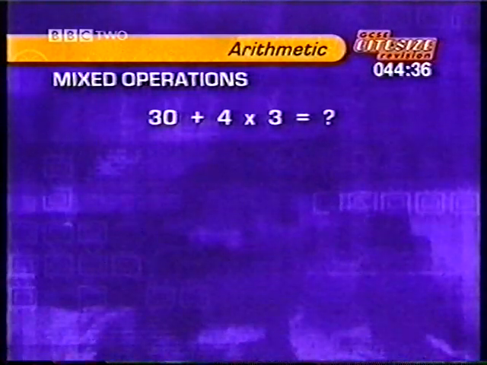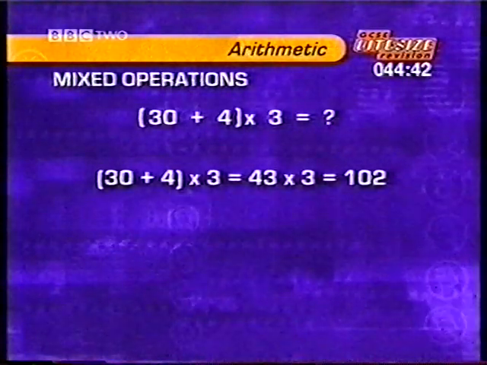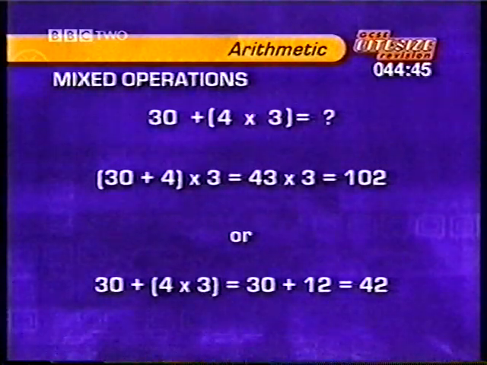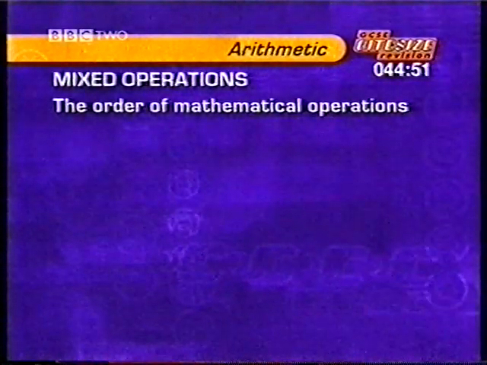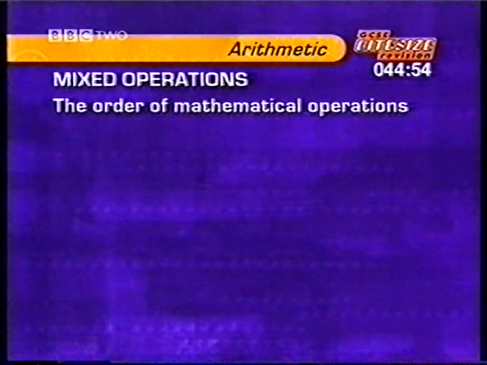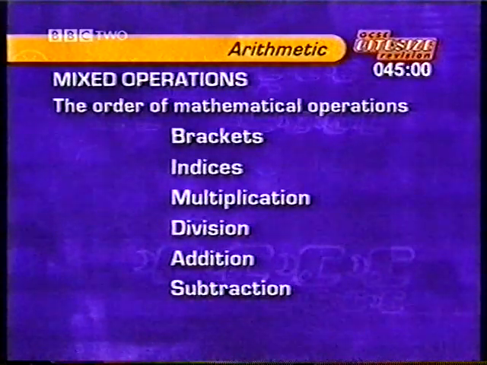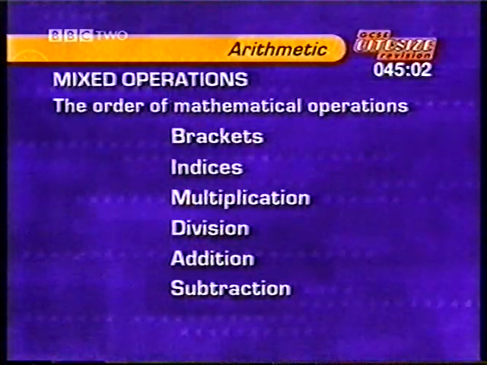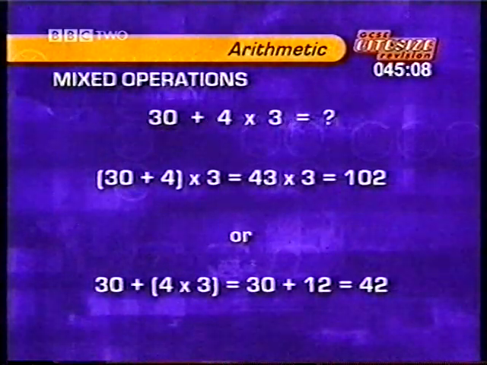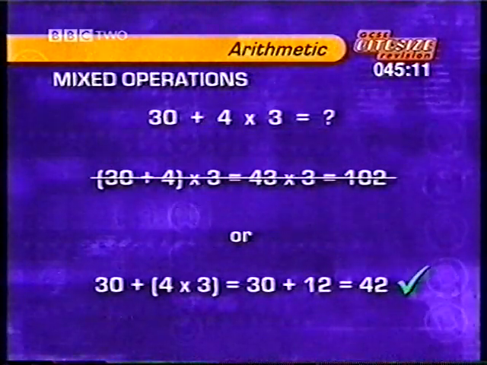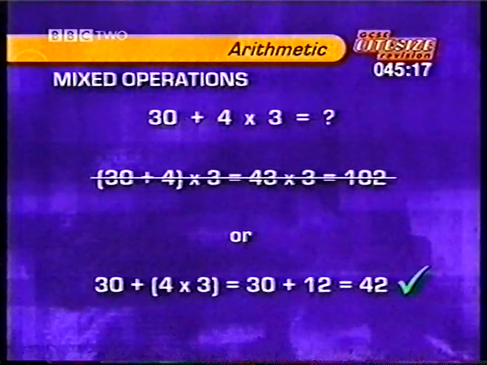To make clear what's intended, this expression should have brackets round the bit that should be done first, either round the 30 add 4 or round the 4 times 3. Then there's no confusion over what the answer should be. Over the years, mathematicians have agreed that operations should be carried out in a particular order. Brackets, indices, multiplication, division, addition, subtraction. You can remember this from the acronym BIMDAS. So, in our example, if there were no brackets shown, the correct way is to do the multiplication first. That's 4 times 3, 12. Then add the 30 to give 42.